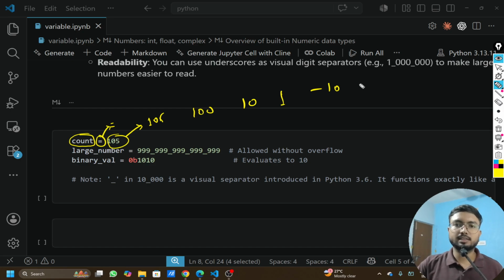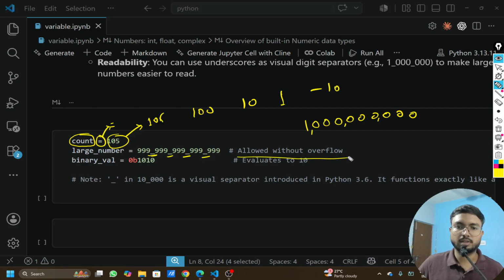Now, if my integer is in millions, billions, trillions, and I try to write a value like 10000000000, it really becomes difficult. That's where in Excel or other places, we put commas. Instead of a comma, in Python we have the underscore, which represents the same thing and allows easy readability without overflow. Overflow means it does not go out of the memory, but stays inside it.